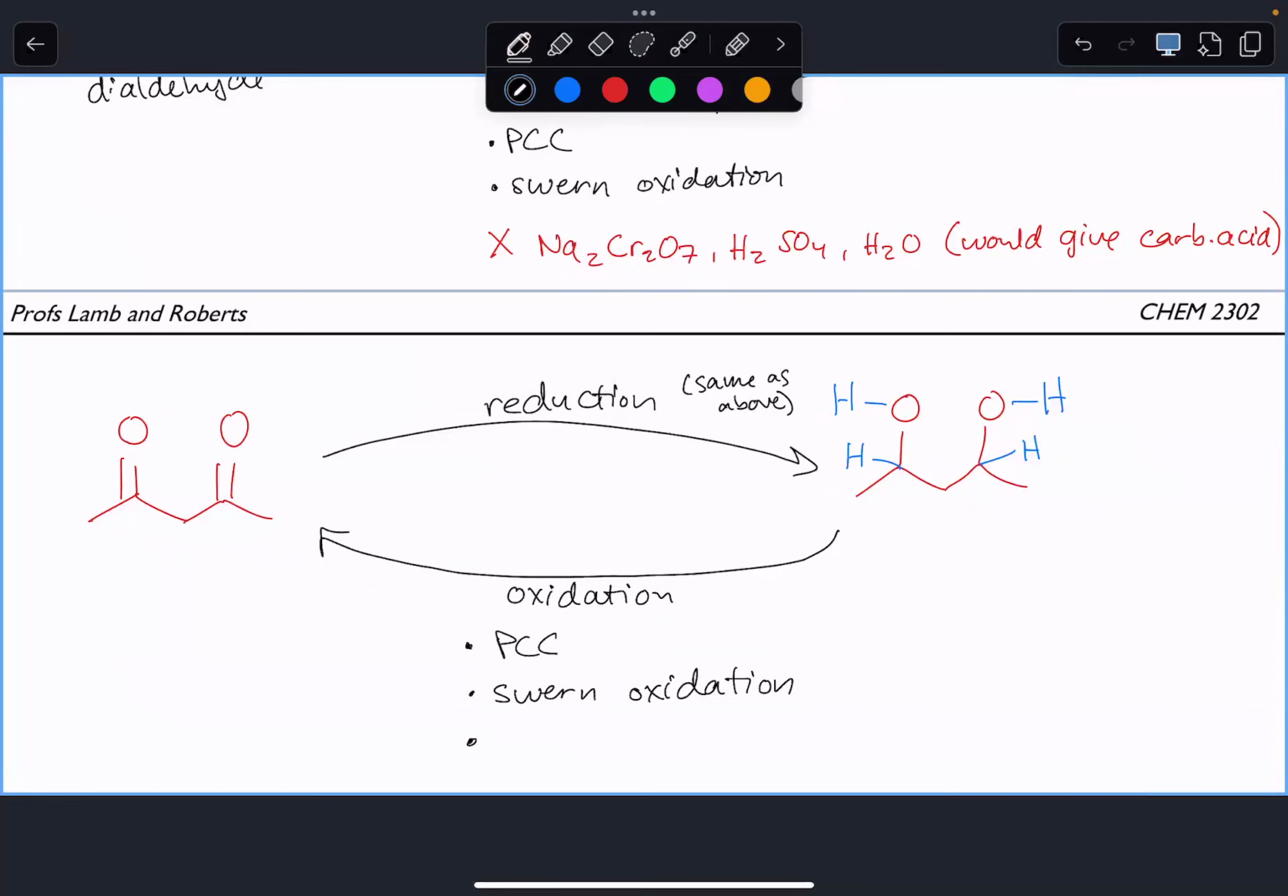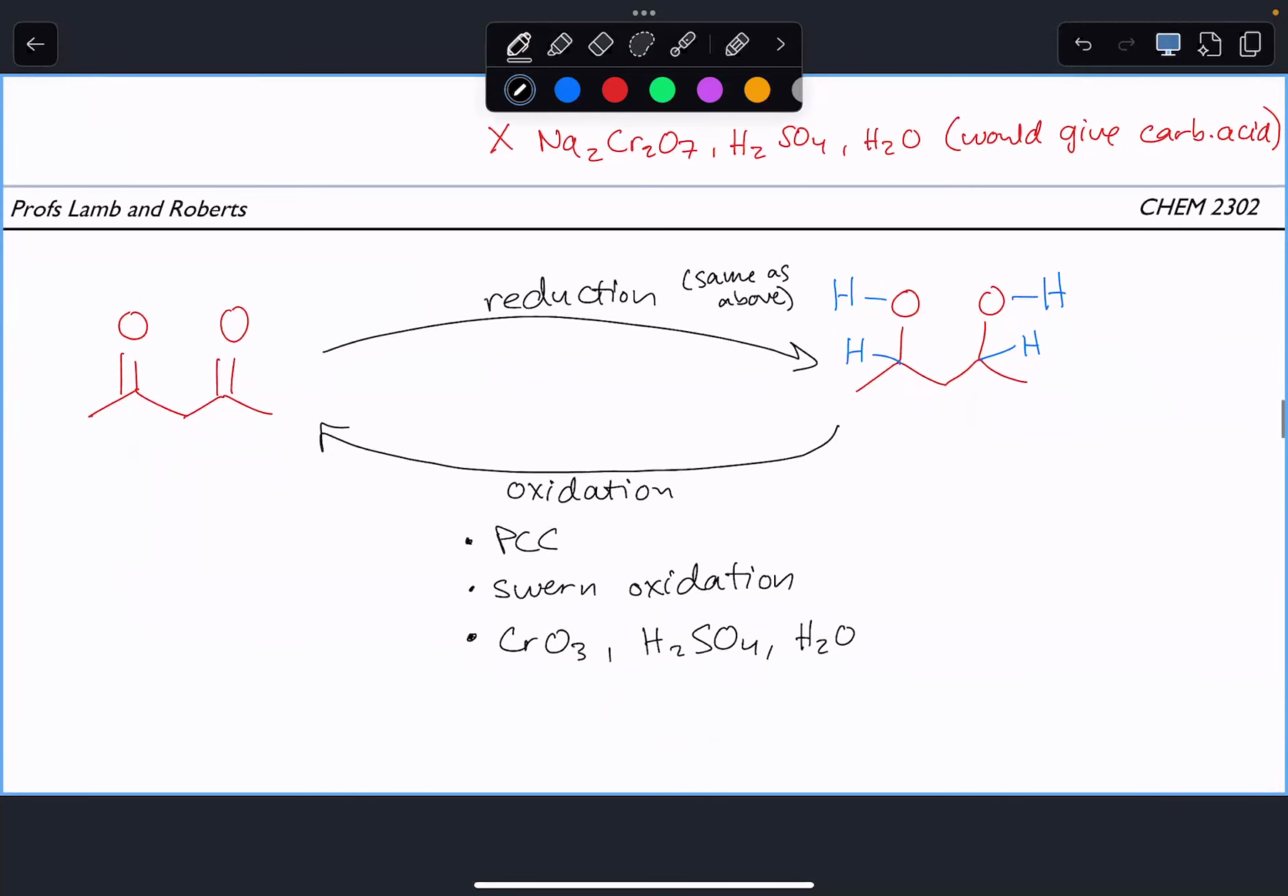But now we can use stronger oxidants. So we could use something like chromate, sulfuric acid, and water, right? Because the rule for that is that we'll oxidize as much as possible. But once we get to the ketone, it can't go anymore. And so it's already oxidized as much as possible. And so that's the difference between aldehydes and ketones.